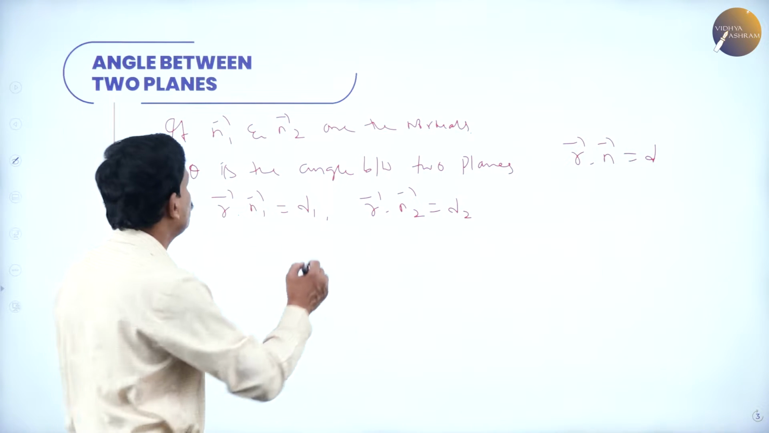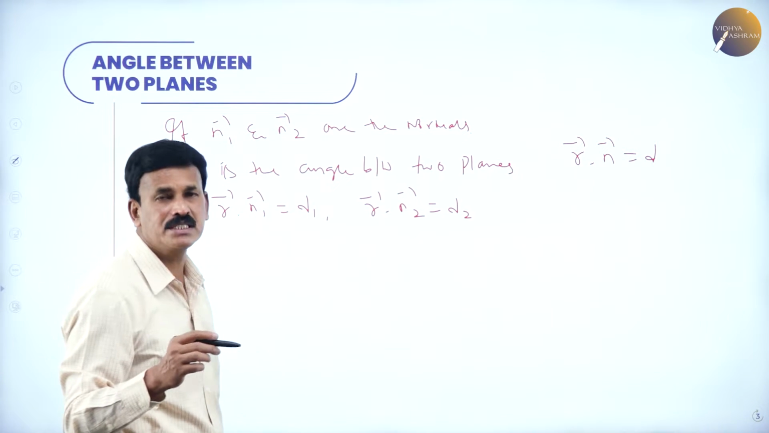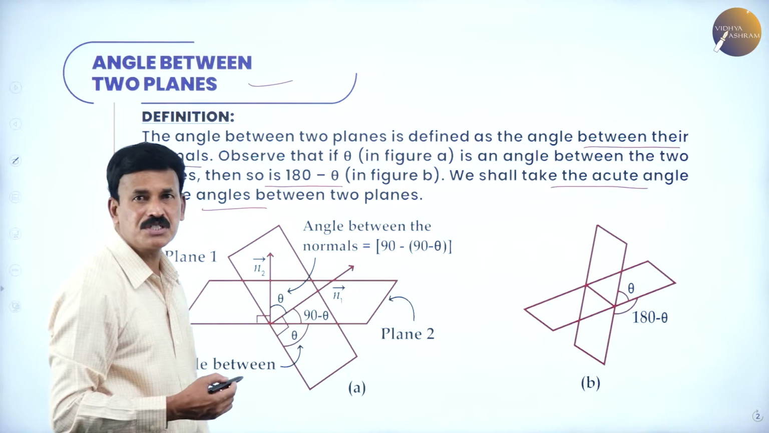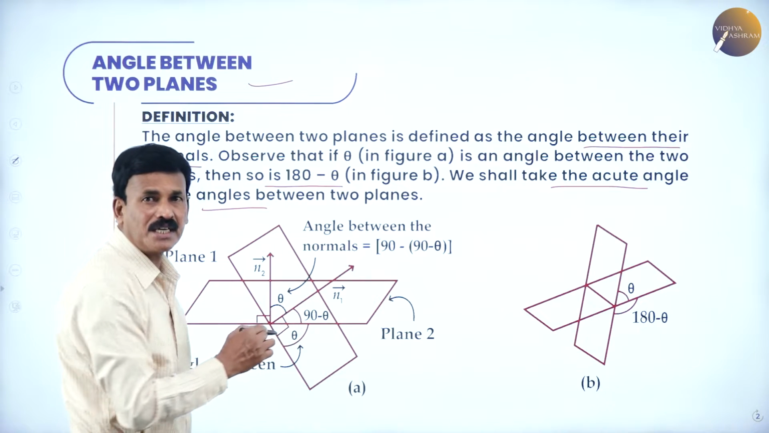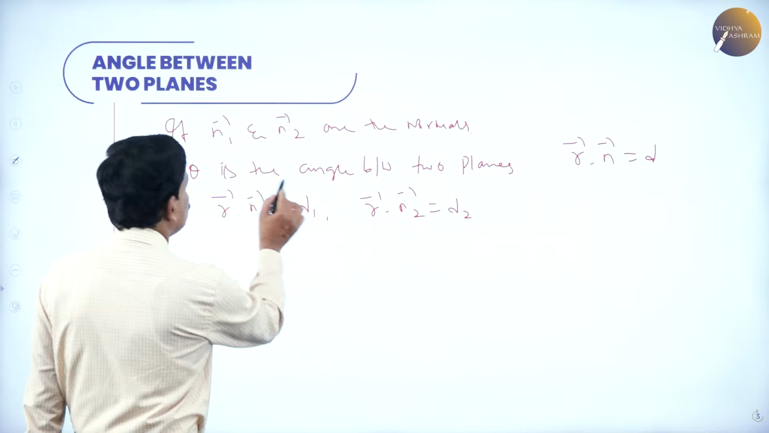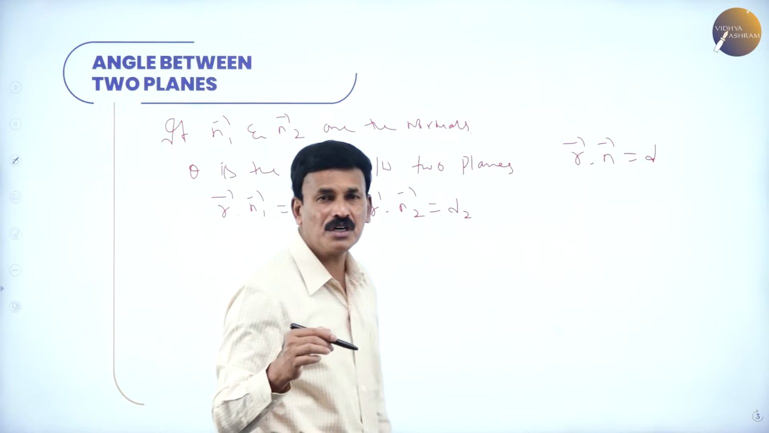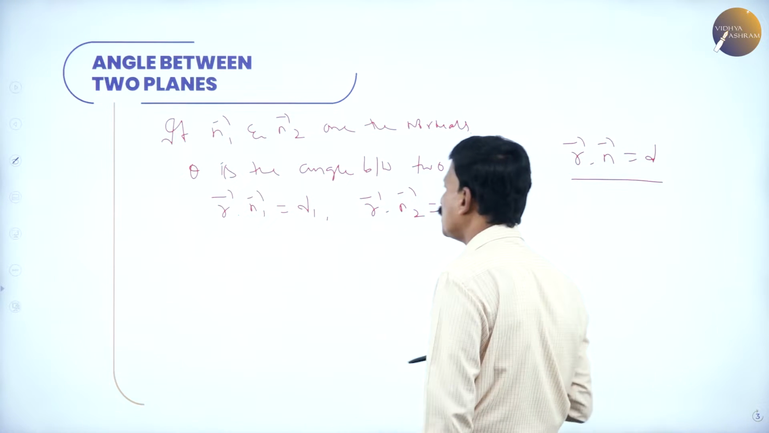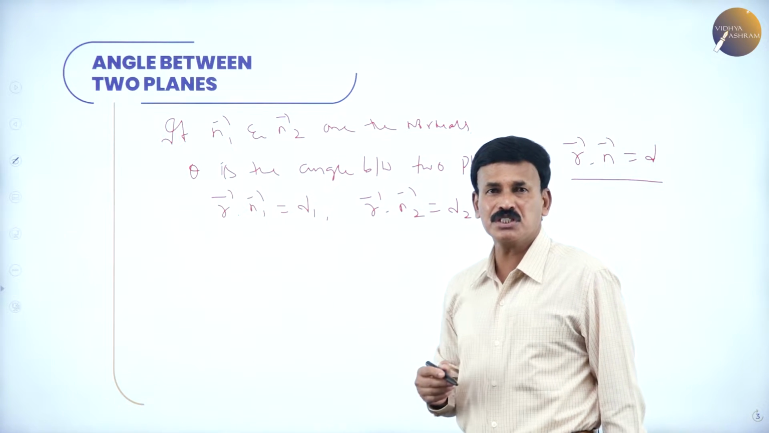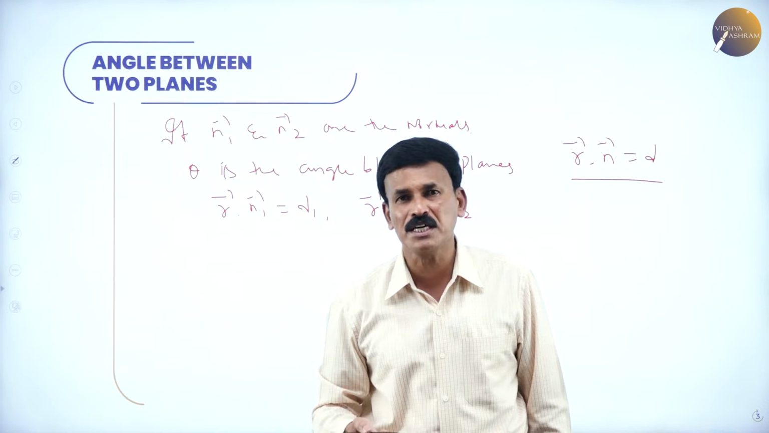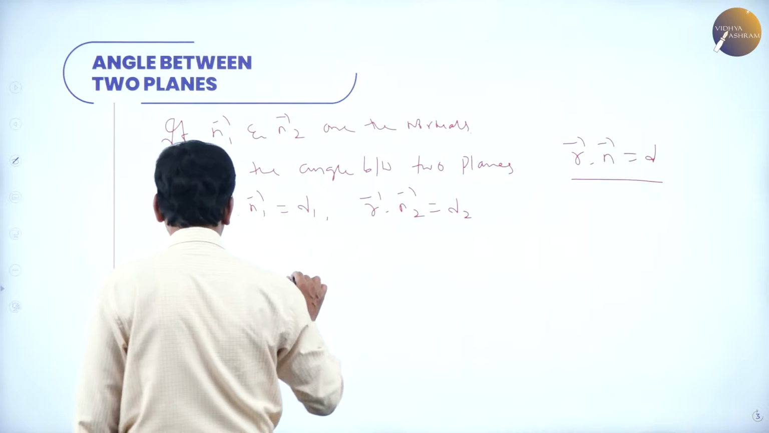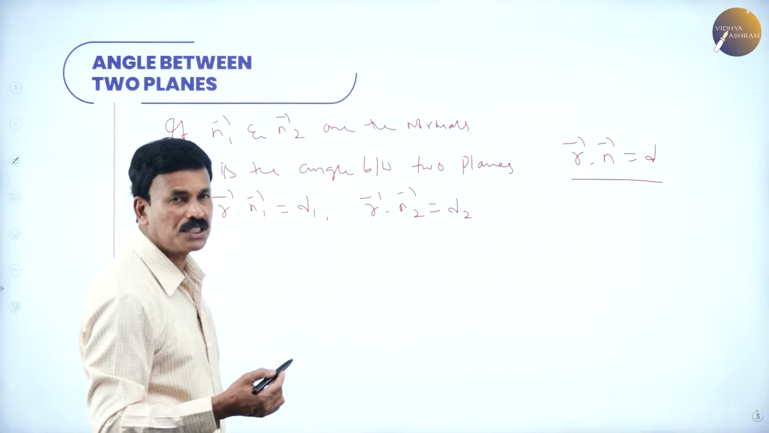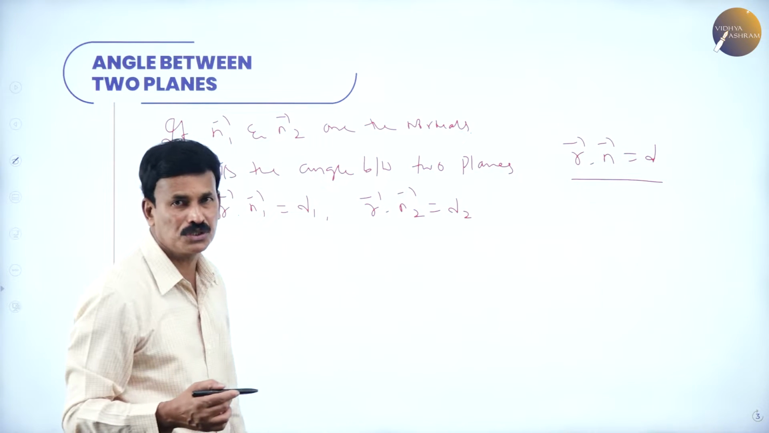If n1 and n2 are the normals to the two planes, plane 1 and plane 2, and if theta is the angle of intersection between these two planes, then we know the equation of the plane in the normal form is r dot n cap is equal to d. Now let us write down the equation of the plane in the normal form for both the planes. So the equation of plane 1 is r dot n1 is equal to d1, and for the second plane the equation is r dot vector n2 is equal to d2.